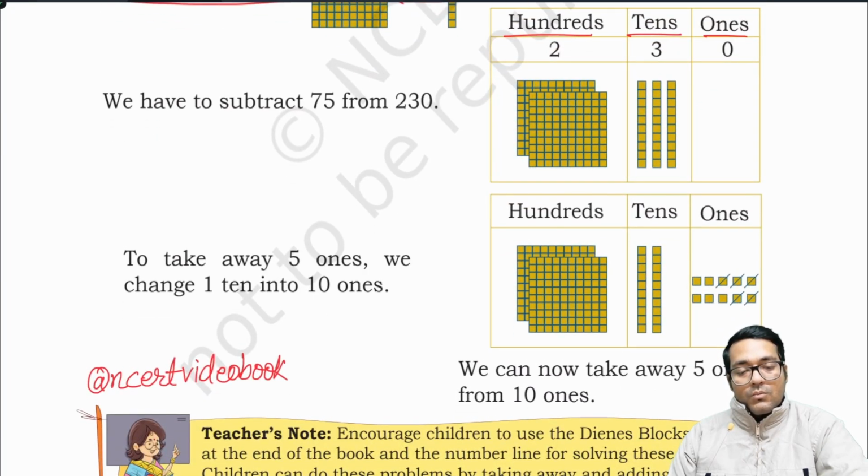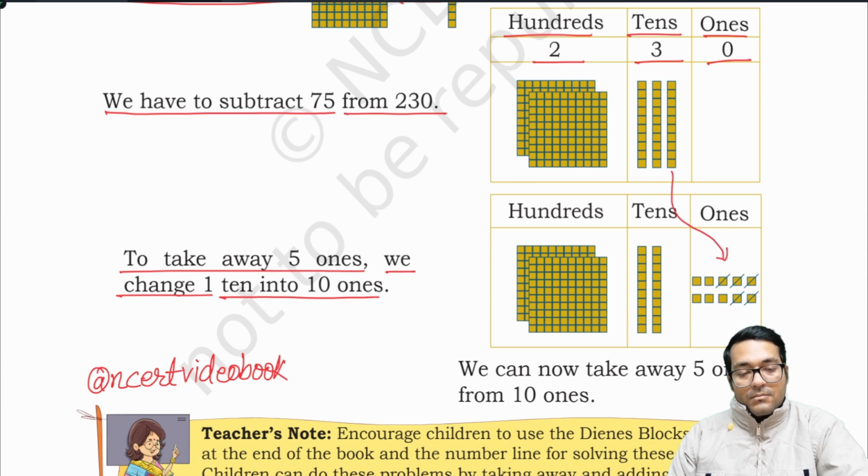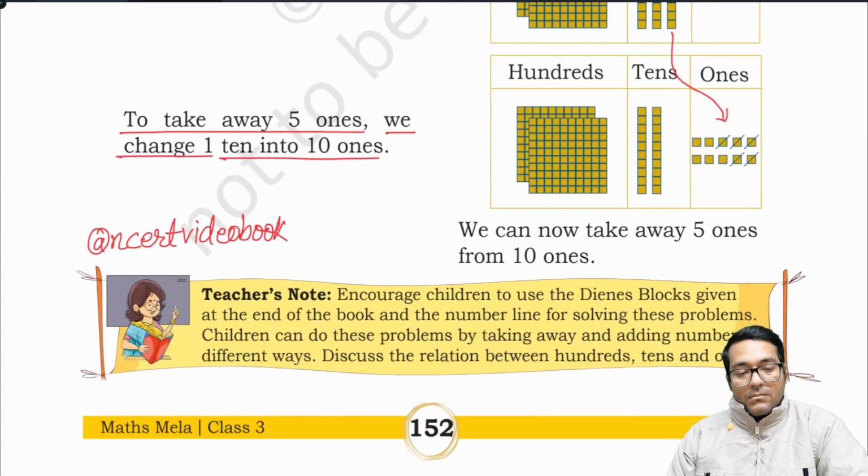Hundreds, tens, ones. 2 hundreds, 3 tens, 0 ones. That means 230. We have to subtract 75 from 230. To take away 5 ones, we change 1 ten into 10 ones. Like this. You can see 220 and then 10, that is 230. We can now take away 5 ones from 10 ones.